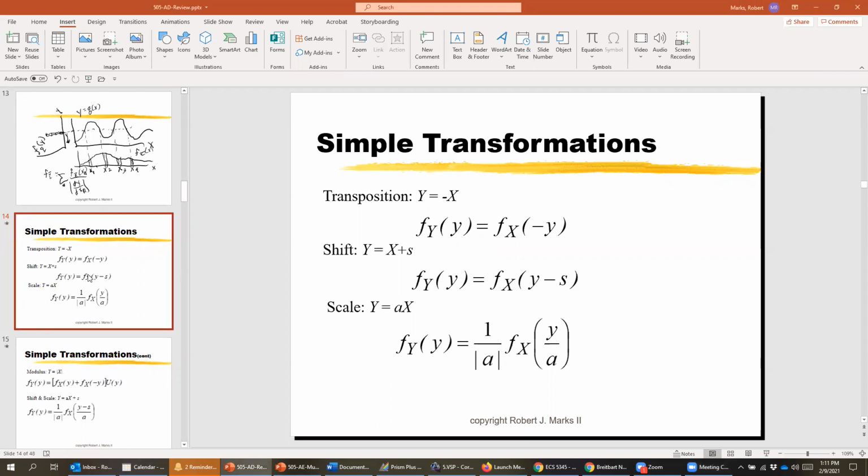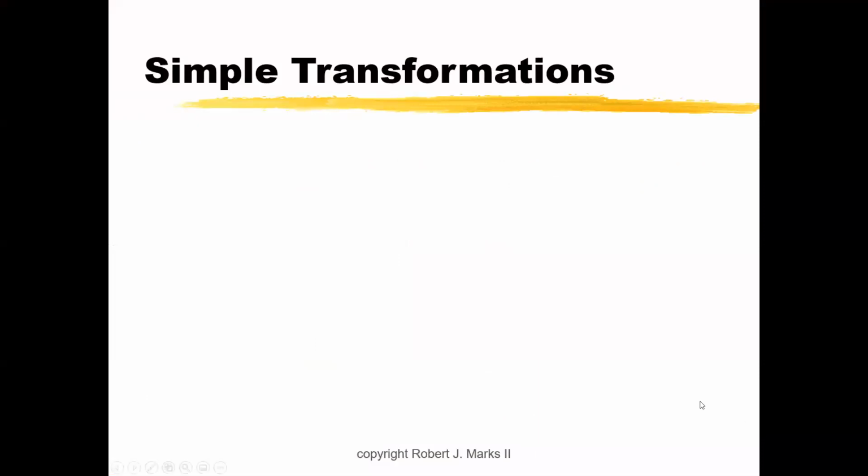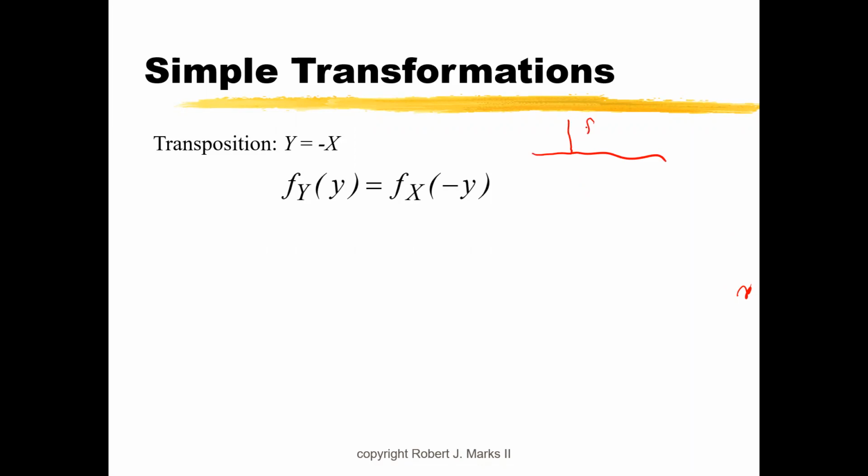Let's do some examples here, and hopefully these are examples that we can do kind of like in our head. I maintain that if we do the transposition y is equal to minus x, then f sub y is equal to the transpose of f sub x. So in other words, I'm saying that if f sub x is equal to this, then f sub y is equal to the transpose of this.